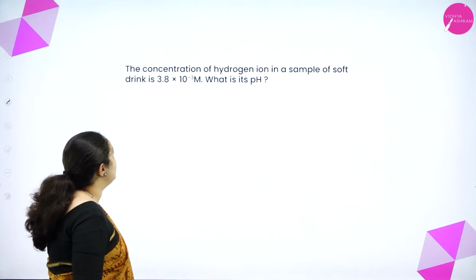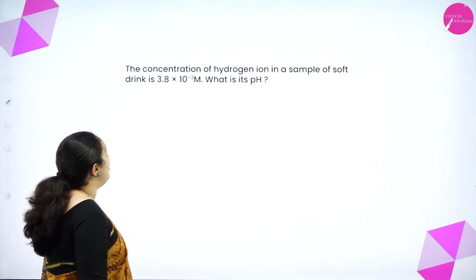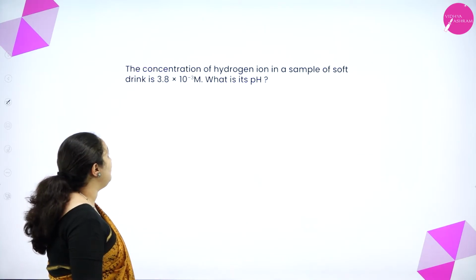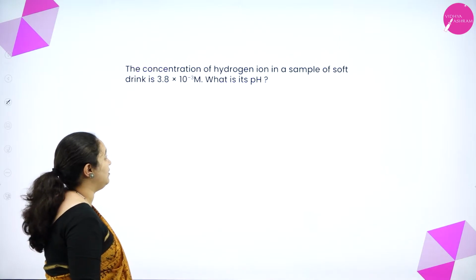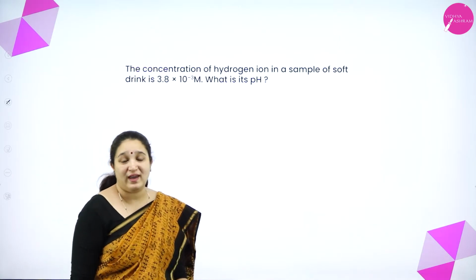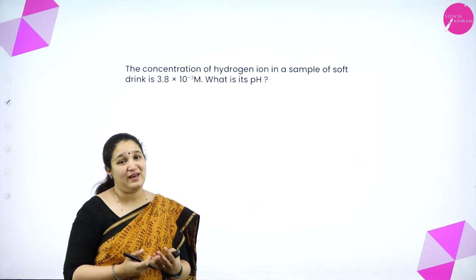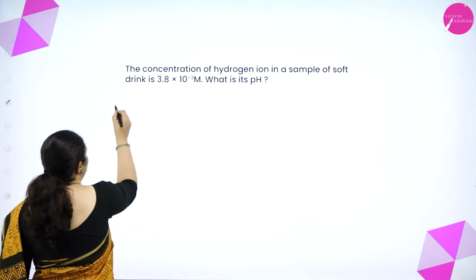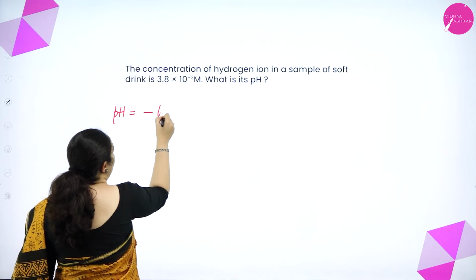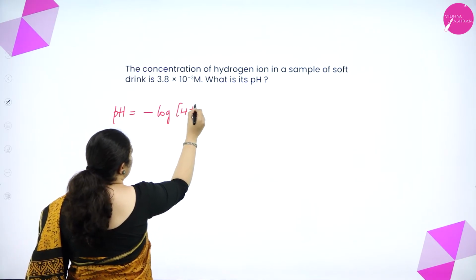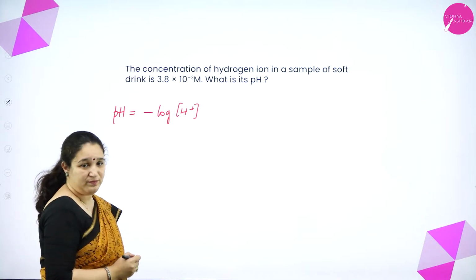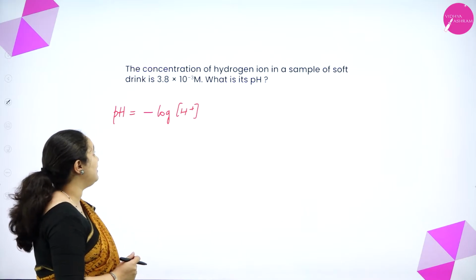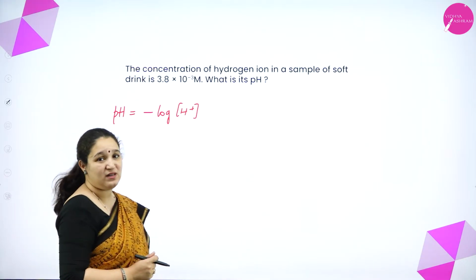The first numerical for the day is: the concentration of hydrogen ion in a sample of soft drink is 3.8 into 10 power minus 3 molar. What is its pH? So again, this is a problem based on calculation of pH. What is the formula for pH? We know that pH is equal to negative logarithm of molar concentration of H plus ion. Now what is given? The concentration of hydrogen ion in the sample of soft drink is 3.8 into 10 power minus 3 molar.